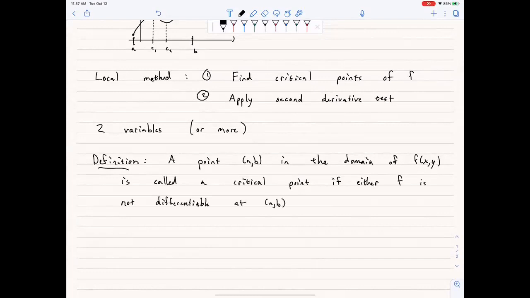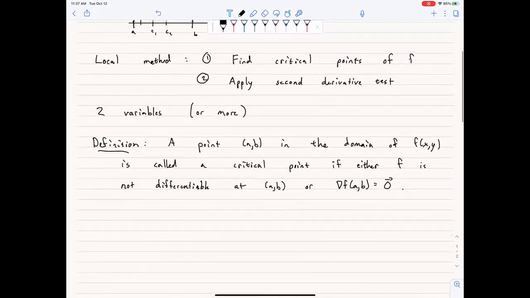Or B, well, or the gradient of f at (A, B) is equal to 0, the 0 vector. Of course, the gradient, you'll recall from last week, is a vector. And if I evaluate at a point, I get a pair of numbers in this case. So both of them have to be 0.